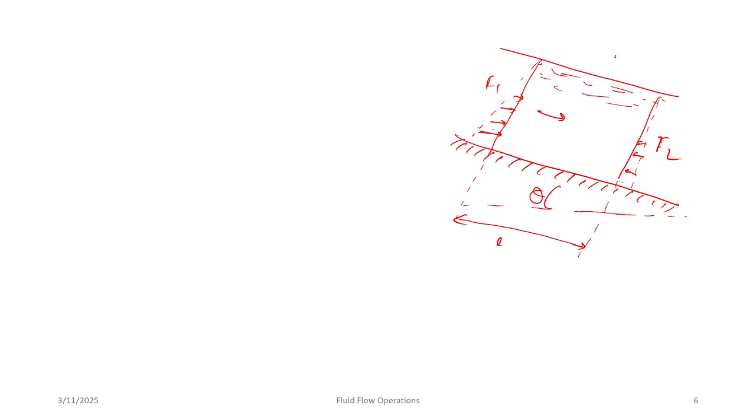Let me redraw it. This is the bottom surface of the channel, and it is making an angle theta. And this is the cross section that we are considering. And let's say the length of this cross section is L. Okay, and we have two forces, one which is helping the flow, and the other one which is opposing the flow. And let's say this is a free surface, right? Let's say the velocity is v.